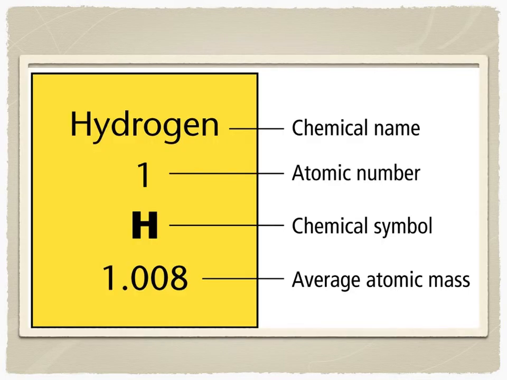So if we look here, this is how we would see hydrogen listed on a periodic table. First, you give the chemical name, hydrogen. You give the atomic number, which in this case for hydrogen is 1. The chemical symbol is H for hydrogen, and then the average atomic mass. A hydrogen atom only has one proton and one electron. It doesn't have any neutrons. The average atomic mass is the number of neutrons and protons, so it's everything that's inside the nucleus.